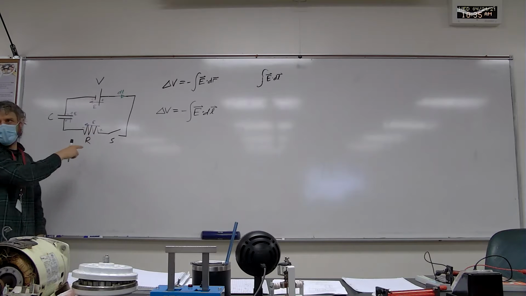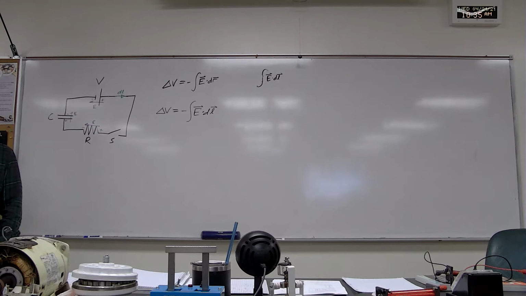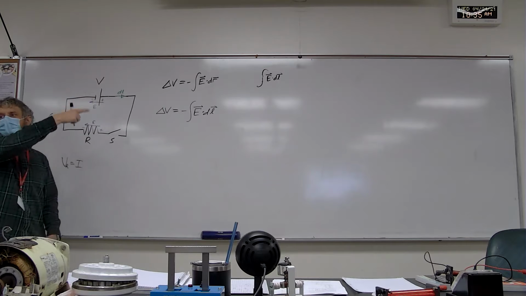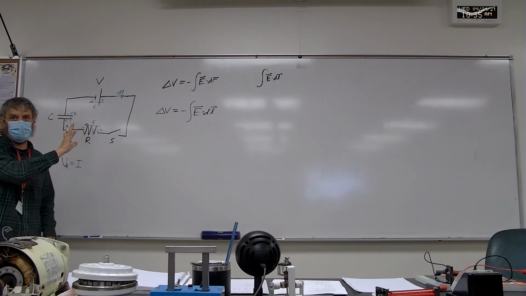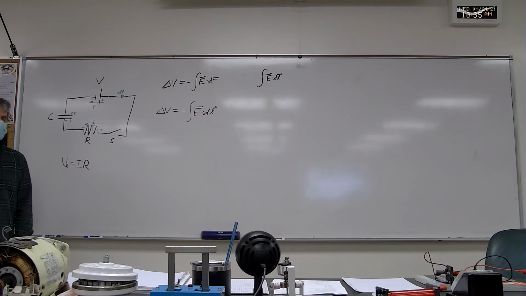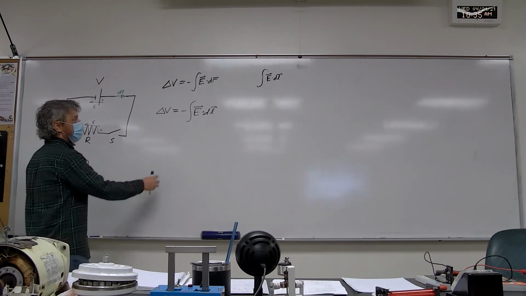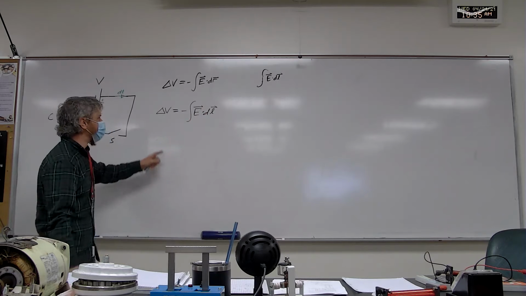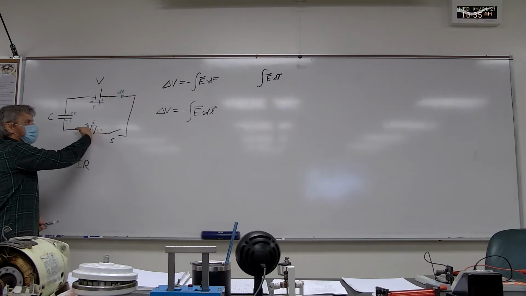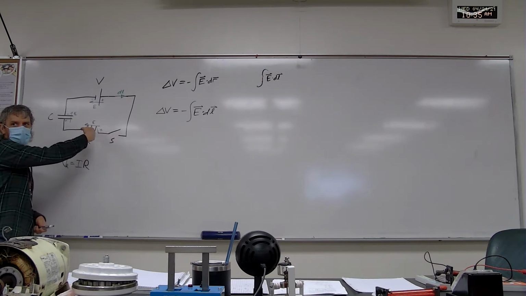E dot dl is the voltage across the resistor, which we know according to Ohm's law is just I times R, right? The voltage across the resistor is going to be the current, which is the same current through every element here in the circuit. I mean, V is I times R. So I don't need to evaluate any integral here. I know that the voltage difference across this is going to be I times R. dl points this way. Electric field points that way, right?